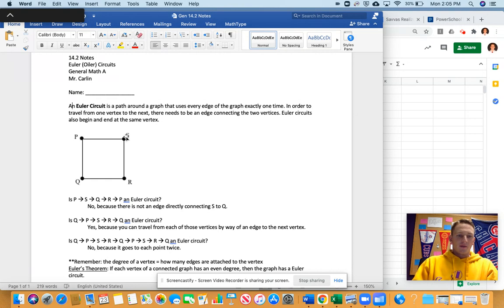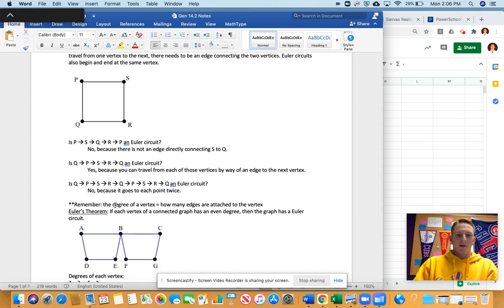Got a couple other examples down here. P to S to Q to R to P. Would that be an Euler circuit? No, because there's no line connecting S to P right here. So I think it helps to literally trace your finger along as you read, like I'm doing with my mouse right now. Already did this one. And then what about Q to P to S to R to Q to P to S to R to Q? So even though you start and end in the same spot, you are going over every dot and every line twice, and that is not allowed.